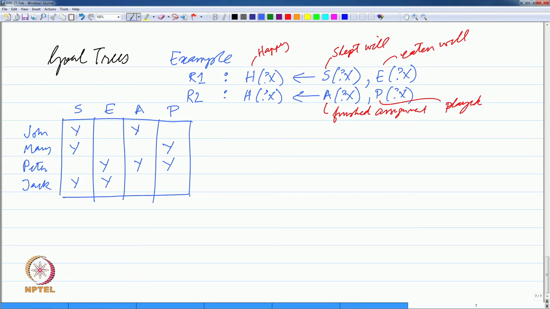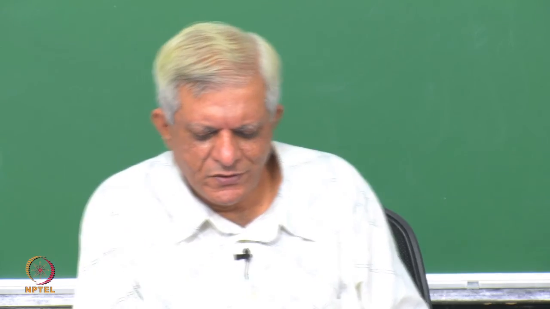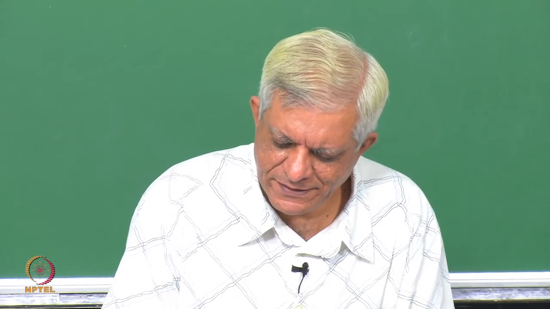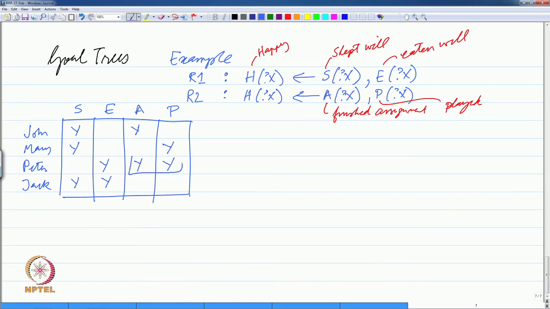is there somebody who is happy? And we have given this definition of being happy, which says that if you have slept well and if you have eaten well, then you must be happy, and the other one says that if you have finished your assignment and if you have finished playing, then you must be happy. We have this information about these 4 people. If you look at the table, you will see that there are indeed two cases which fit the notion of happiness. One is Peter, who is happy because he has finished these 2, and Jack is also happy because he has finished these 2, because of these 2 rules that we have.